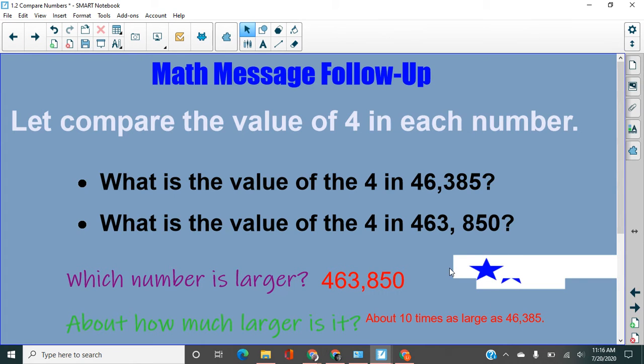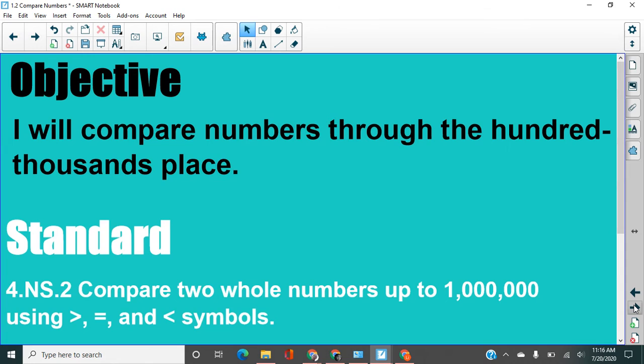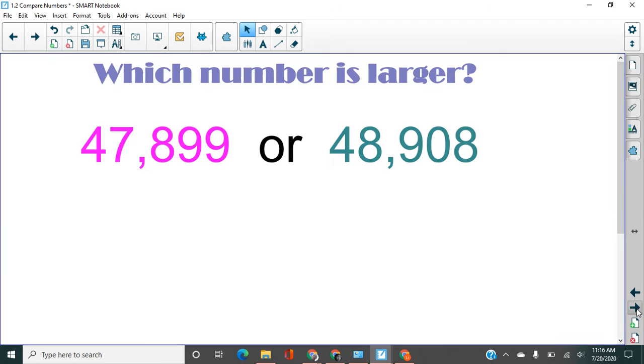Because when we did lesson 1.1, we said every time we move a number to the left, it goes up times 10, right? Which is what we've done with all of these numbers. So keeping that in mind will help us to complete this objective, to compare numbers through the hundred thousands place. And that comes in our standard here also, where it talks about comparing two whole numbers.